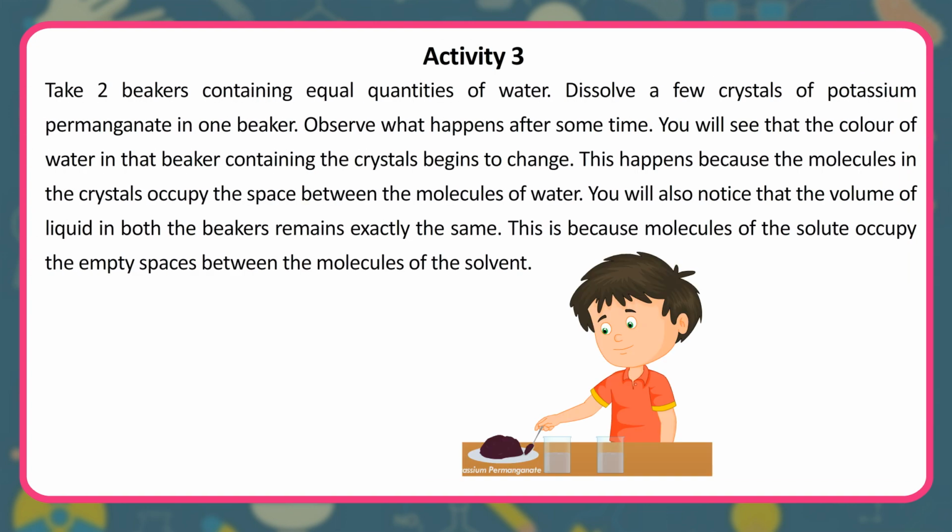Activity 3. Take 2 beakers containing equal quantities of water. Dissolve a few crystals of potassium permanganate in one beaker. Observe what happens after some time. You will see that the color of water in that beaker containing the crystals begins to change. This happens because the molecules in the crystals occupy the space between the molecules of water. You will also notice that the volume of liquid in both the beakers remains exactly the same. This is because molecules of the solute occupy the empty spaces between the molecules of the solvent.